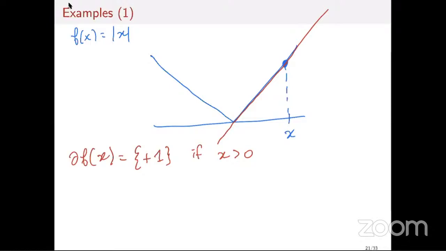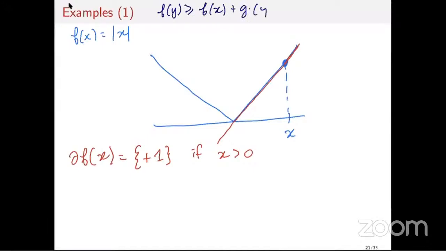Okay. So let me delete this part. And so maybe I should write here the definition of subgradient. So I want f of y to be bigger than f of x plus g times y minus x. Here it's in one dimension, so g transpose (y minus x) is just g times (y minus x). So g is really the slope of the line that I'm going to draw.